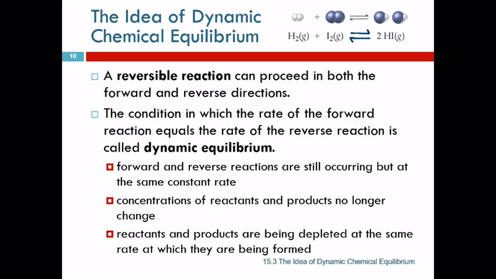Like the number of people in the airport is relatively constant throughout the day, even though people are coming and people are going. That's the forward and reverse reaction. These guys are reacting to form this, but this is also reacting to form that. The reactants and products are depleted at the same rate at which they are formed. Does that make sense? You okay with that?